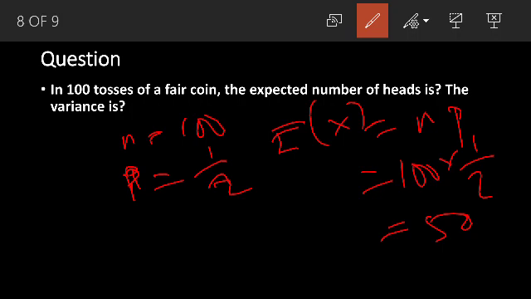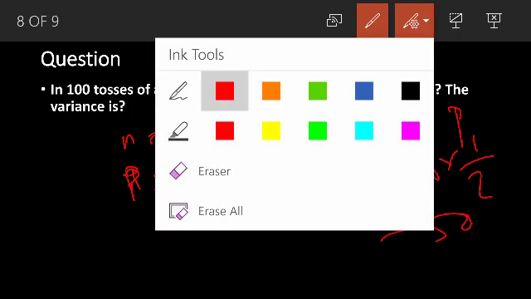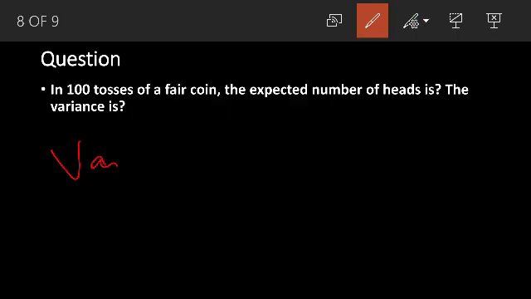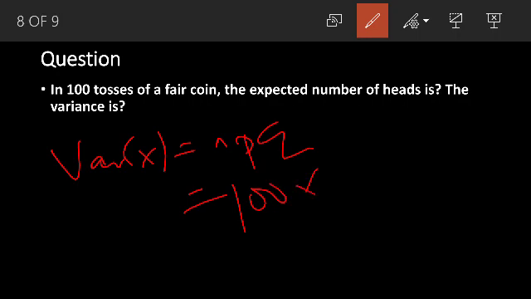Okay, now what is the variance? The variance, like we know, Var(X) is equal to npq. Your n, like we saw, is 100, times your p, which is 1 over 2, and your q is also 1 over 2. Probability of failure is 1 minus probability of success. So if the probability that the head shows up is half, it means that the probability that the head does not show up is also half. This is going to give us 25. So the variance is equal to 25.